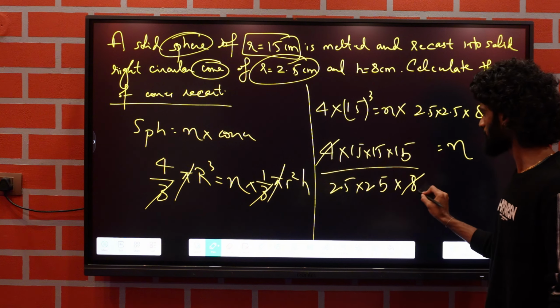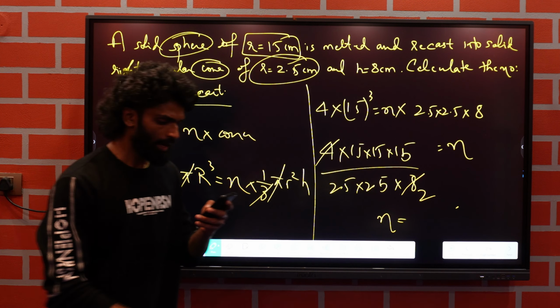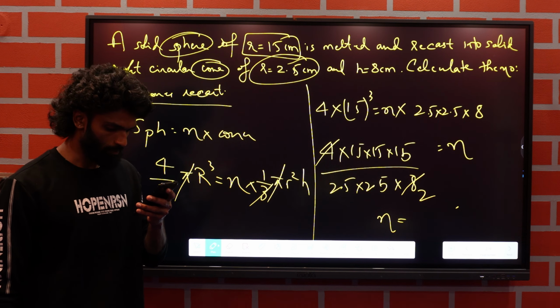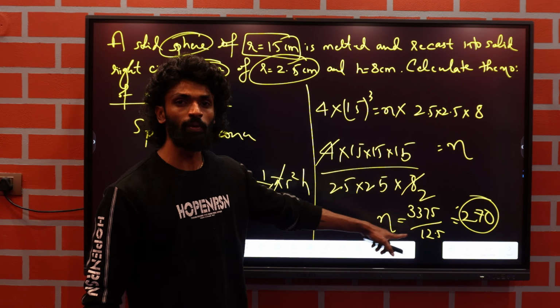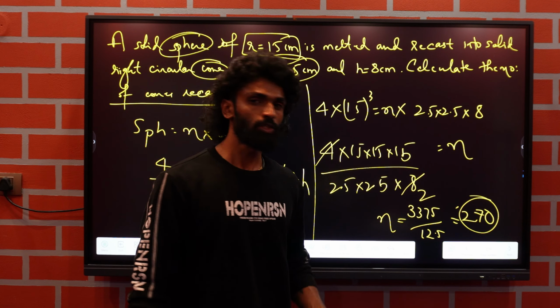4 times 1, 4 times 2. I'll use my calculator, you can too. And that will be your answer. So the value of n will be equal to 270 cones here. Obviously you have to do the math, can't help. We move on to the next question.